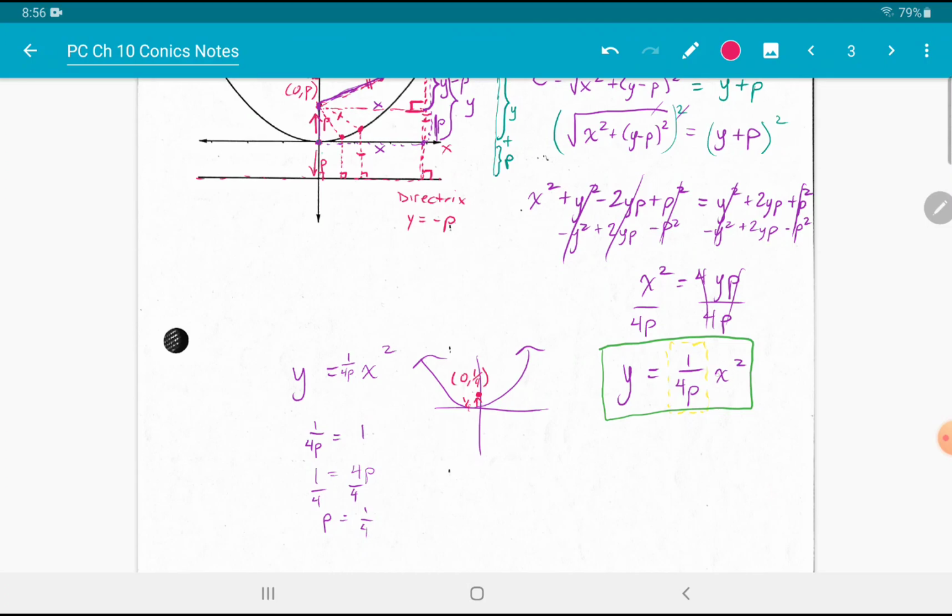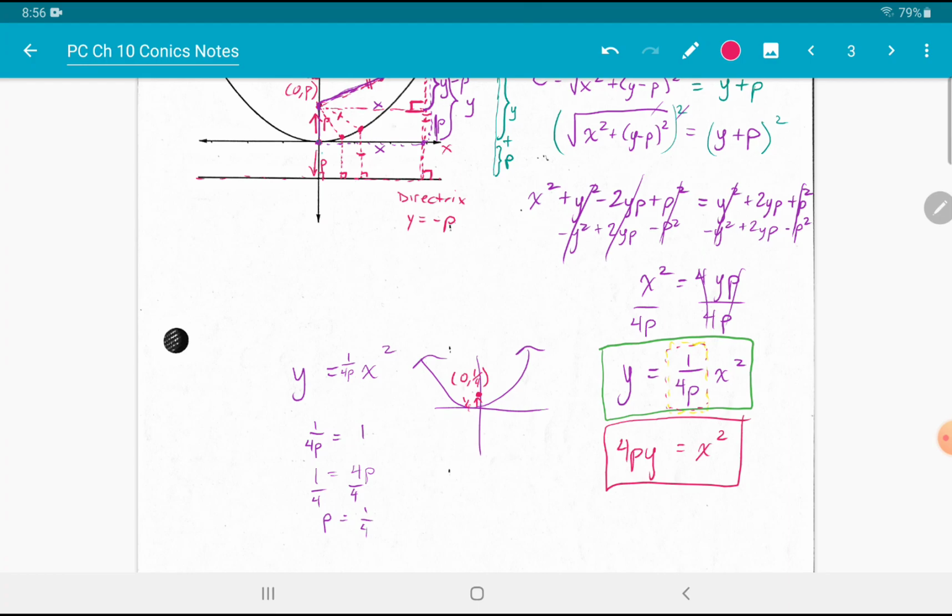Now you can associate that 1 over 4p as being part of the coefficient. So you have two ways that you can write this. You can write it as y equals 1 over 4p x squared, or you can also write it as 4py is equal to x squared. It depends on the problem at hand. You might want to work with any one of those equations.